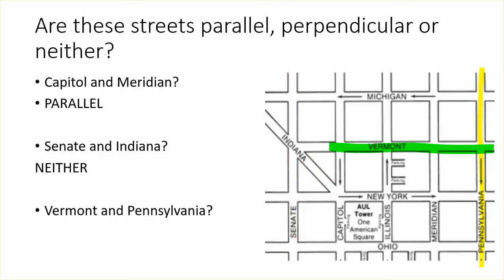Our last pair of streets are Vermont and Pennsylvania. Vermont and Pennsylvania intersect. They intersect at a right or a 90-degree angle. That means that they are perpendicular.